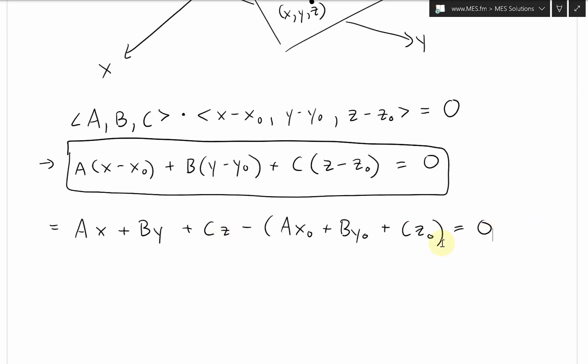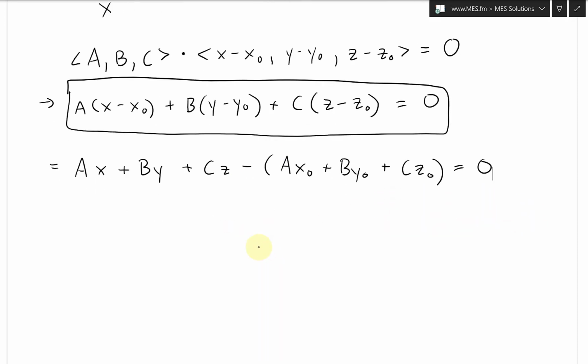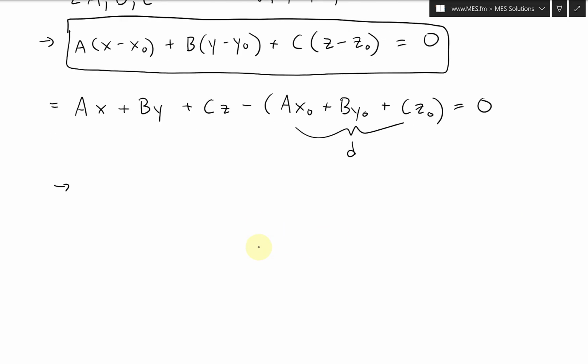Alright, so now that we have this set up, I'm going to call this lowercase d, and then just write this out as Ax plus By plus Cz minus lowercase d equals 0.